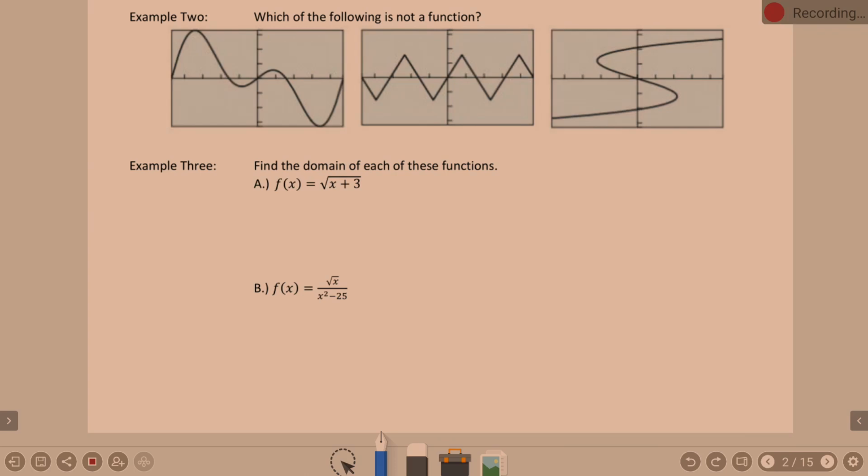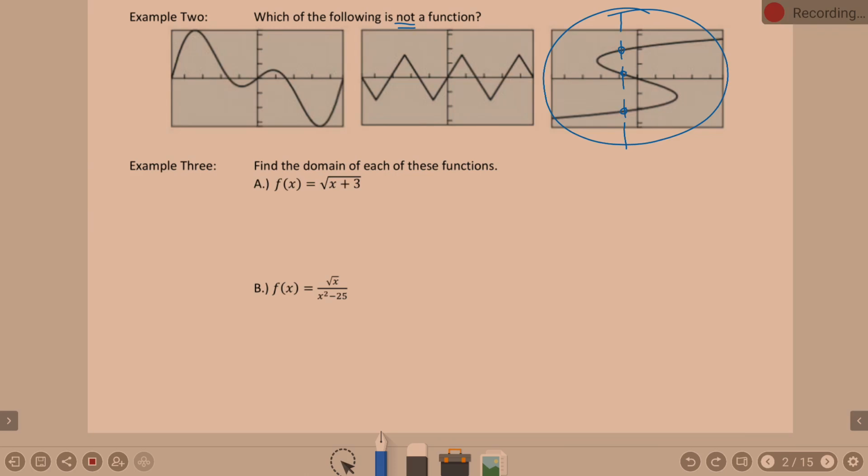If I draw a vertical line here, that vertical line crosses through this graph once, twice, 3 times. So that one is not a function. What about the first 2? Do they pass the vertical line test? They do, don't they? I can draw vertical lines. They're never going to touch the graph more than once.